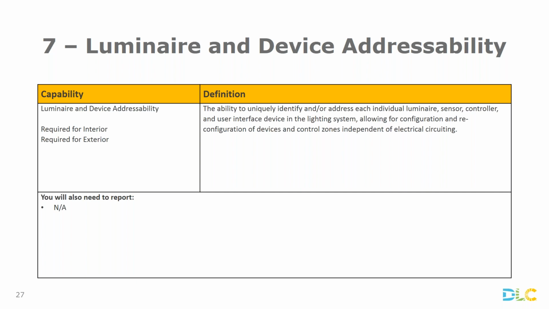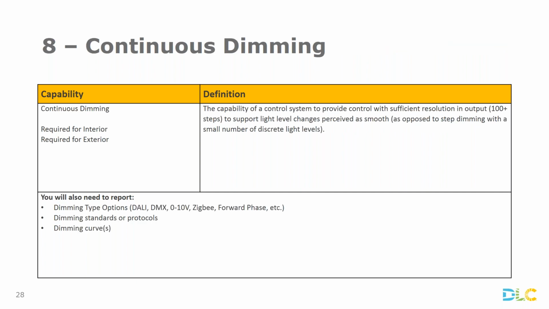The important thing is that you do offer that individual luminaire addressability capability. You do offer those individual luminaire controllers. If you also offer a zone-based controller, that's acceptable. Next is continuous dimming. So this is a core capability that we require all systems to have. We've defined it as you have to have a resolution of 100 or more steps. So in addition to identifying that your system has this capability, we ask you to provide us information on the different types of dimming that you support, the standards or protocols that you comply with, and dimming curves that your system uses.